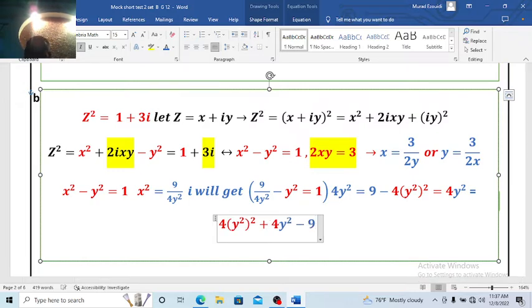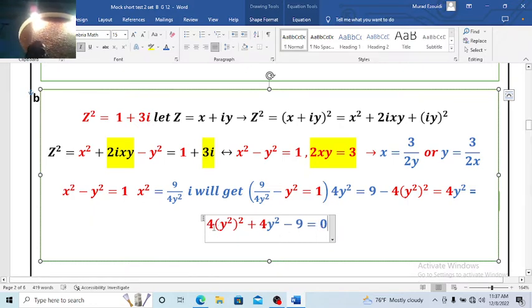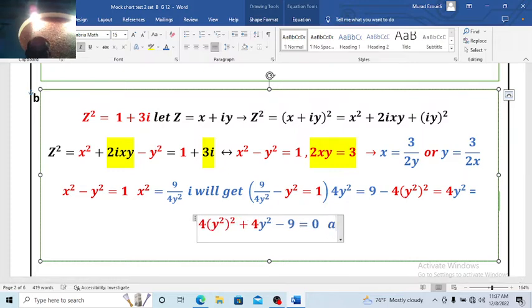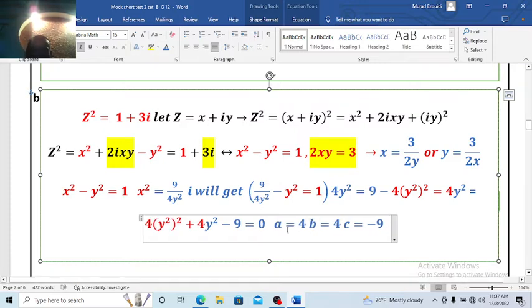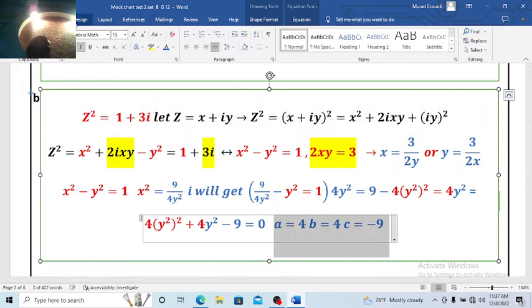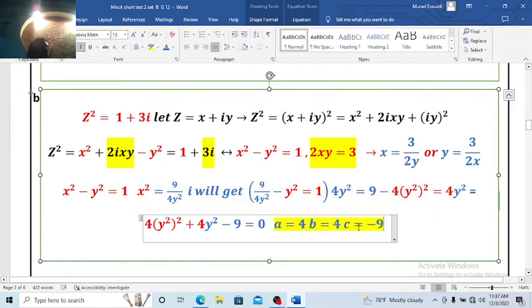Now you can write this as a y squared all squared plus b y squared plus c. Therefore a is equal to 4, b is equal to 4, c is equal to negative 9. Then you are going to use the discriminant. This is the value of your quadratic equation, the values of a, b, and c.